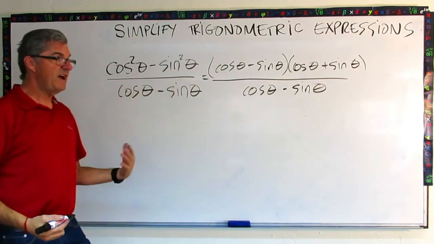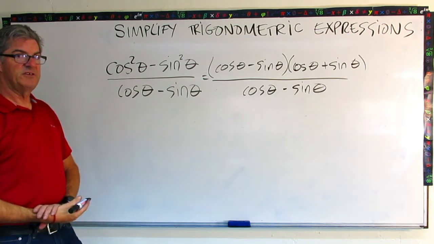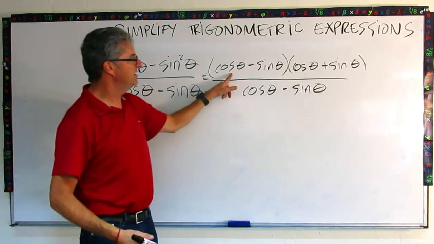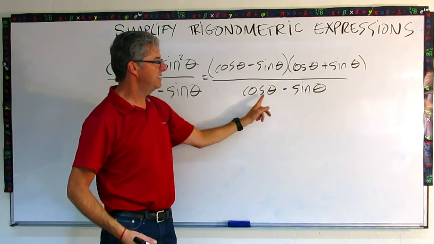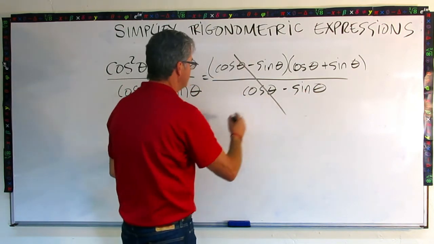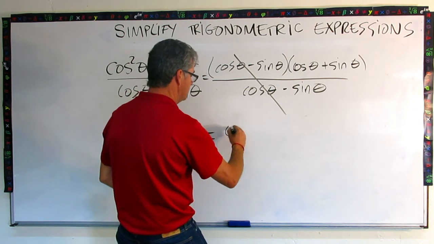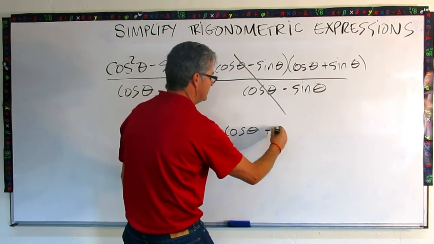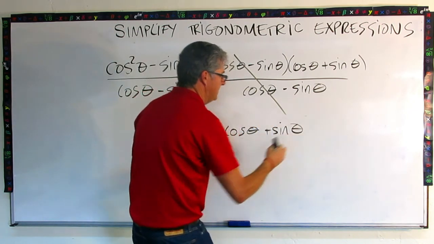Okay, so now I've factored the top, and now I can do some nice canceling. I have cosine theta minus sine theta, cosine theta minus sine theta, so these two cancel, and I can finish up by just doing cosine theta plus sine theta.